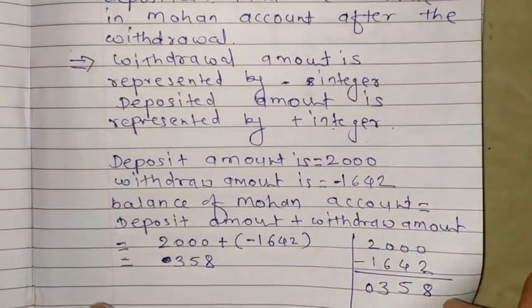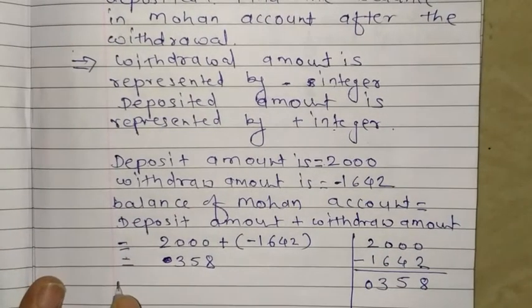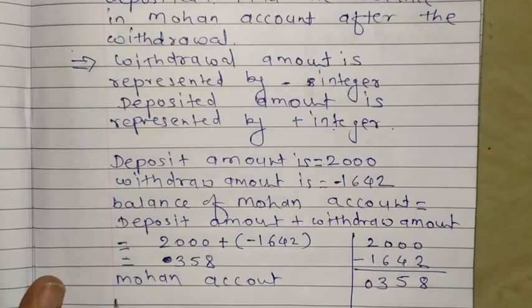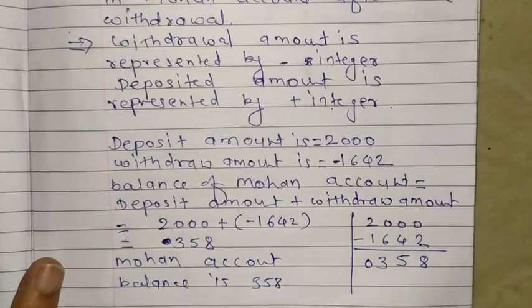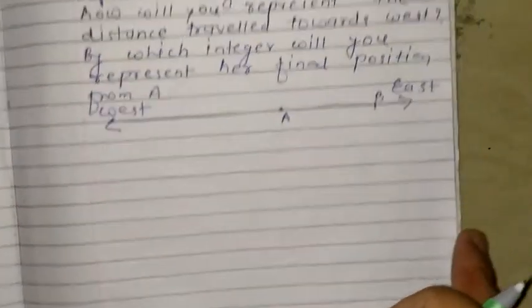Got it? So at last you can also write, Mohan's account balance is 358 rupees. Going to the next question.